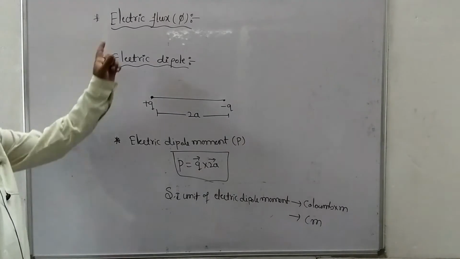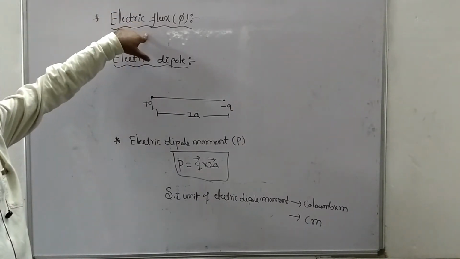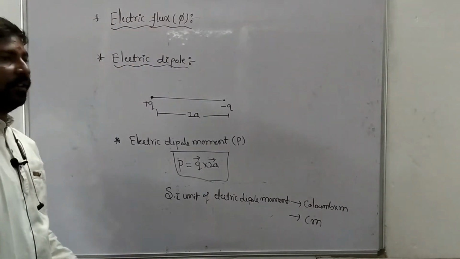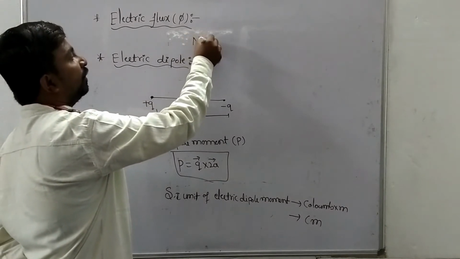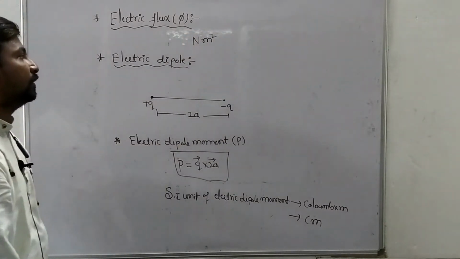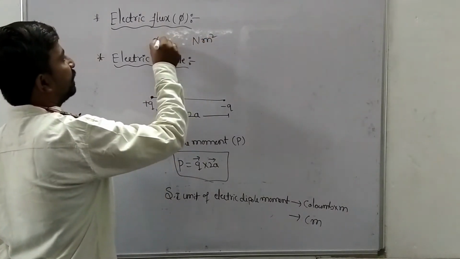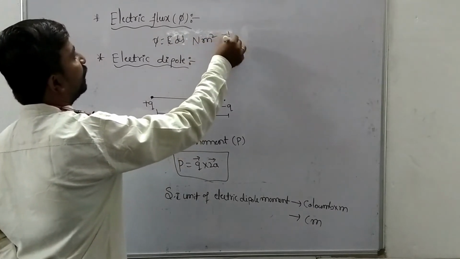So once again, what is meant by electric flux? The total number of electric field lines passing through that surface area is called what? Electric flux. So the SI unit of electric flux is Newton meter square per coulomb, so phi is equal to E into dS.